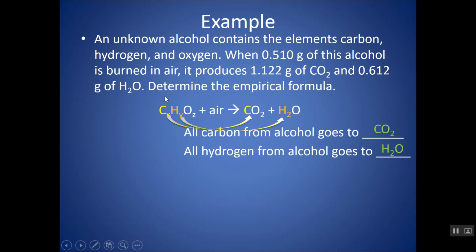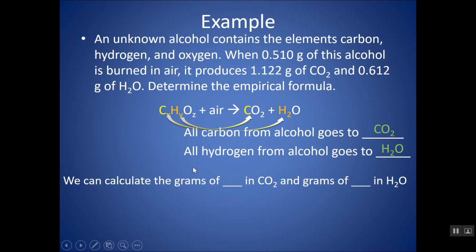Okay, now you might be asking yourself, what about the oxygen? The oxygen is going to more than one place, and it's also coming from more than one place. It's coming from the air and it's coming from the alcohol. So you might have one element that's tricky to trace. But if you can find all the others but one, that last one should actually be easy to solve for.